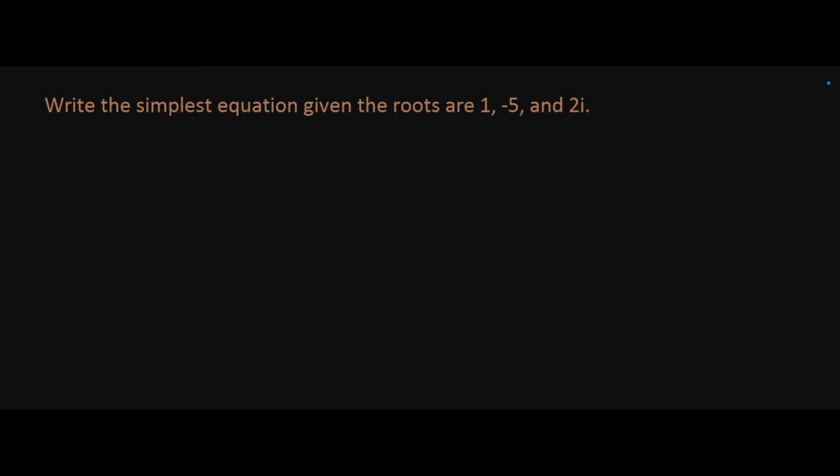Write the simplest equation given the roots are 1, -5, and 2i. Naturally, when I first was doing this, I thought, well, the roots are 1, so this is going to be x minus 1. This is -5, so x plus 5, and x minus 2i. And this is actually incorrect. This isn't the right equation for this.